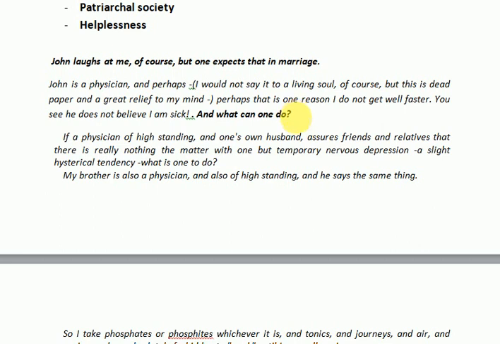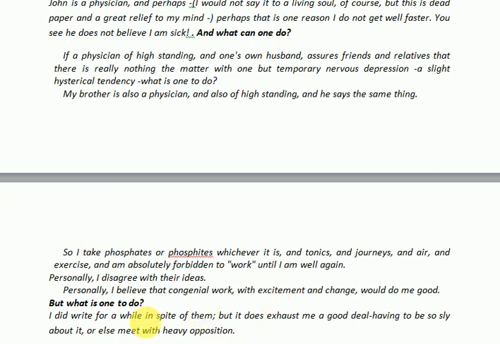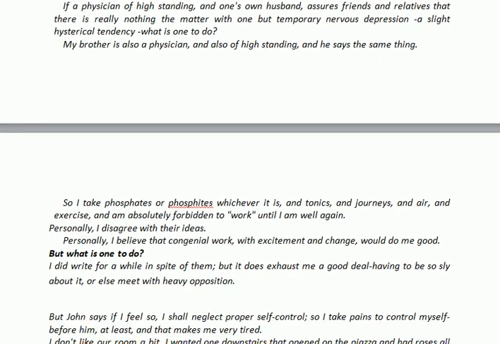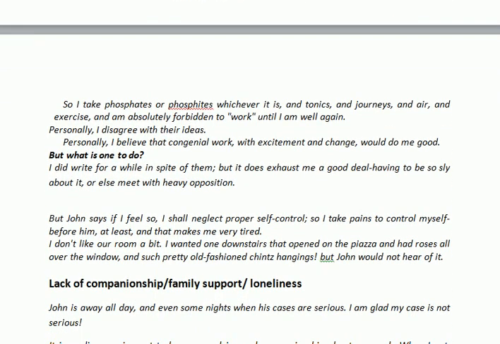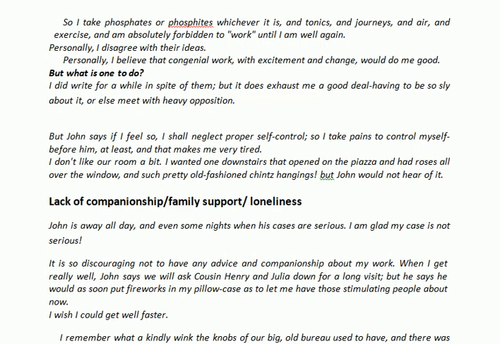And then there is the repetition of one line, what can one do, which hints at the powerlessness and helplessness of the narrator, and in a way, of the women of that society. What can one do? And later on, she also says, and what is one to do? We also see that her husband is a physician, her brother is a physician, and they say the same thing. Therefore, upon their recommendation, she takes medicines, and they forbid her to do any writing, and she does not do these writings.